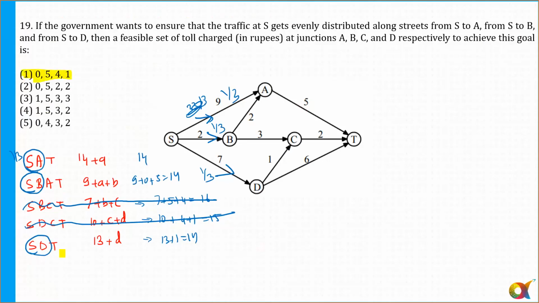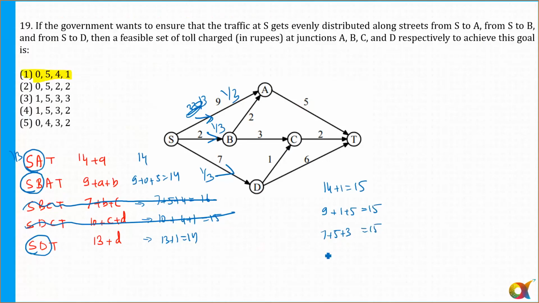Let's see option number 4. Let's check option number 4 also. According to option number 4, 14 plus 1, which is equal to 15. In the second part, it is equal to 9 plus 1 plus 5. 9 plus 1 is 10, plus 5 is equal to 15. Then in the third case here, 7 plus B plus C. So 7, B is equal to 5 and C is 3. 7 plus 5 is 12 plus 3, that is equal to 15.